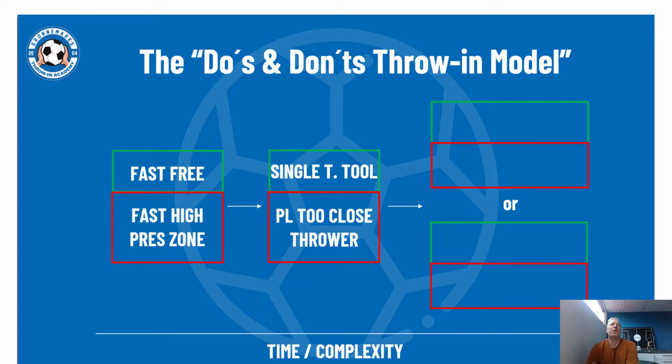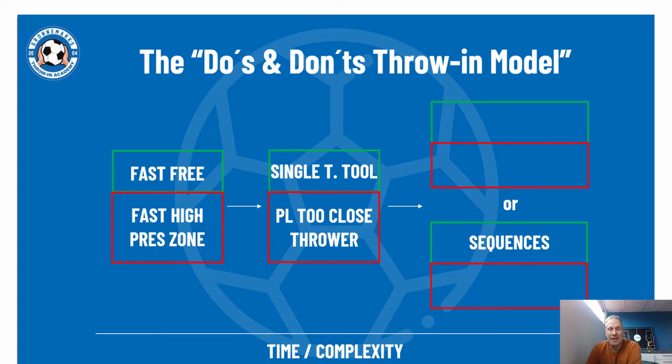Then on the furthest right side of my do's and don'ts throw-in model, we have two things. And it's really important for me to say that neither of those two things is better than the other. It's more about seeing what kind of team you have, what players, what abilities they have. Also, what do I choose as a coach? A lot of things like that, formations, playing style, of course. But let's start first with the one here, sequences.